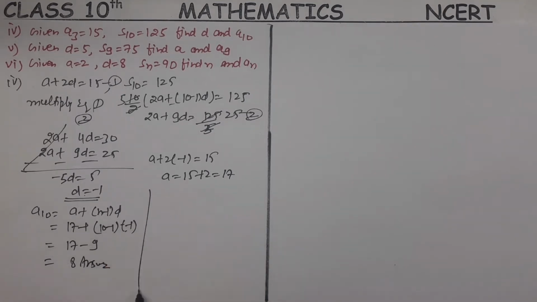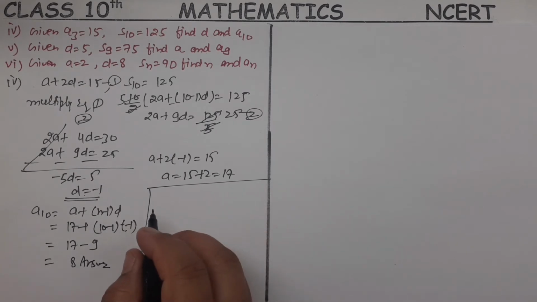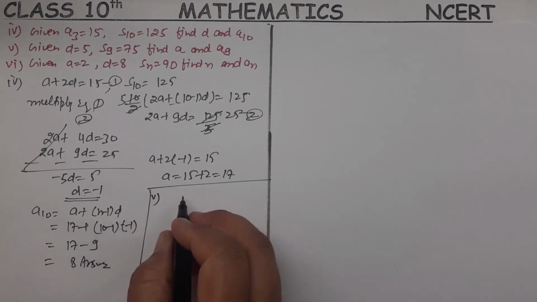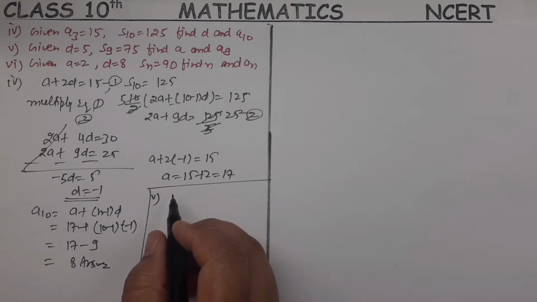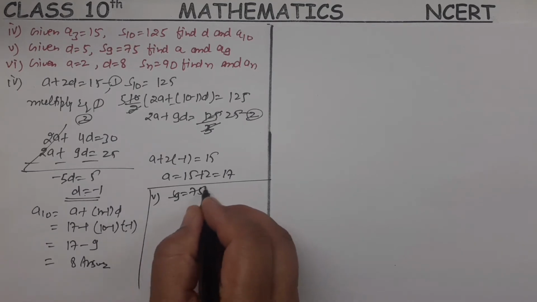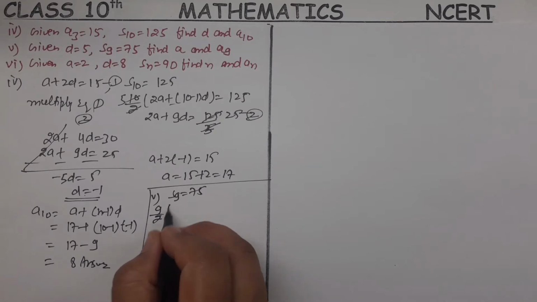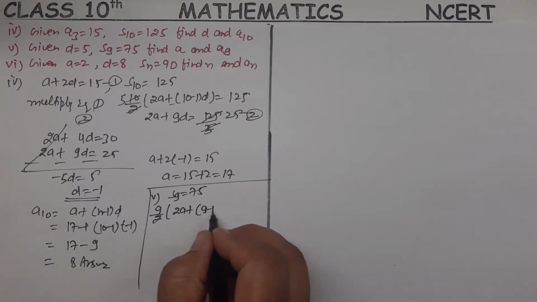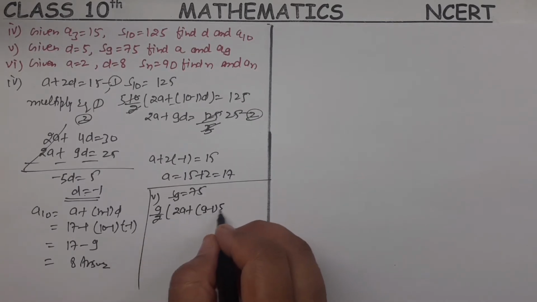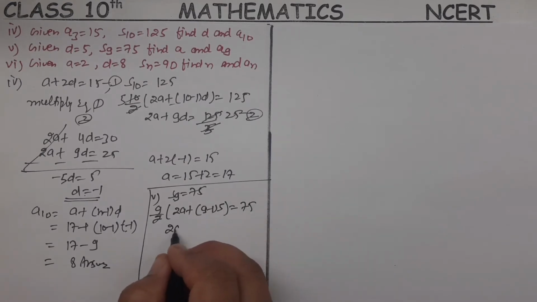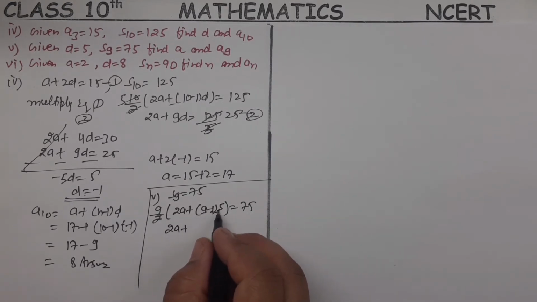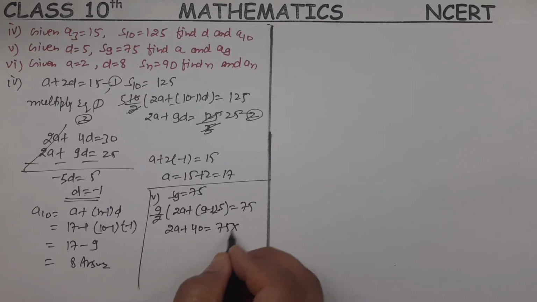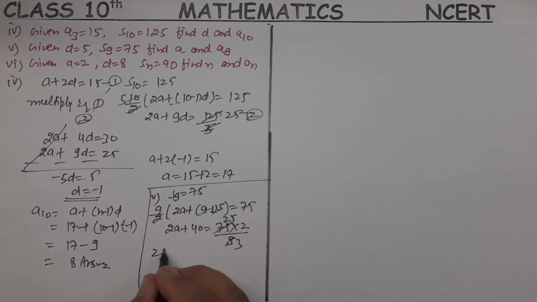Next, sum number 3, part 5th. d = 5, S9 = 75. Formula n by 2, 2a plus (9 minus 1)d, d is 5, equals 75. 2a plus 9 minus 1 is 8, 8 5s are 40. 2 in numerator, 9 in denominator, 3 3s are 3 2s are 3 5s are. 2a plus 40 is equal to 50 by 3.